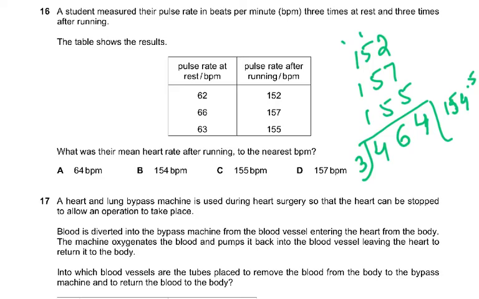So you add all of them and divide by 3, it is 154.5. For the nearest beat, if it's 0.5 or more, then you round it off to 155. And that's why the answer was C, which is 155 beats per minute.